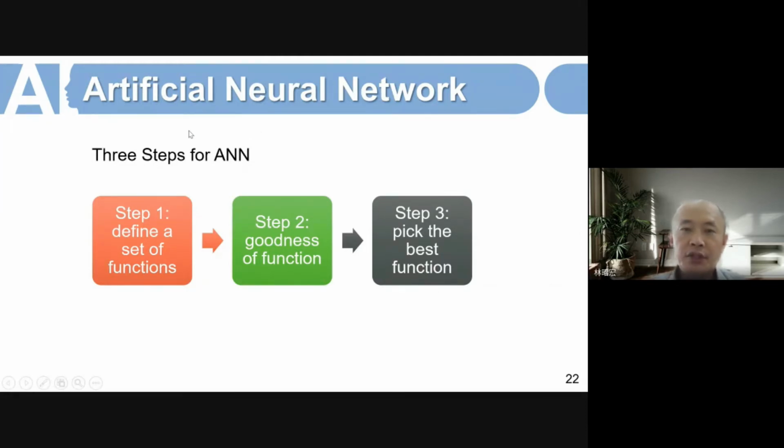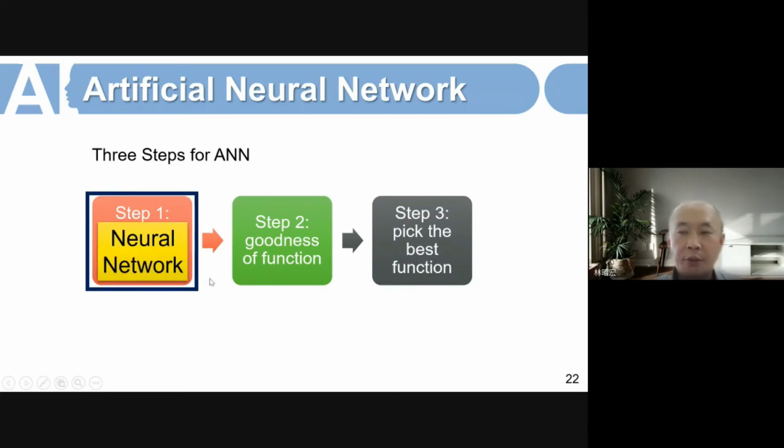The artificial neural network of deep learning can be simplified to three steps. It's not only for neural networks and deep learning, but also for other machine learning methods. The three steps are: step 1, define a set of functions; step 2, define the goodness of a function; and step 3, pick the best function. I will introduce them step by step. Step 1 means to define a neural network.